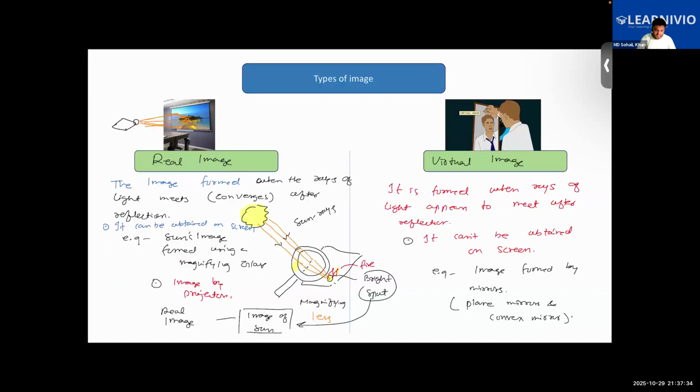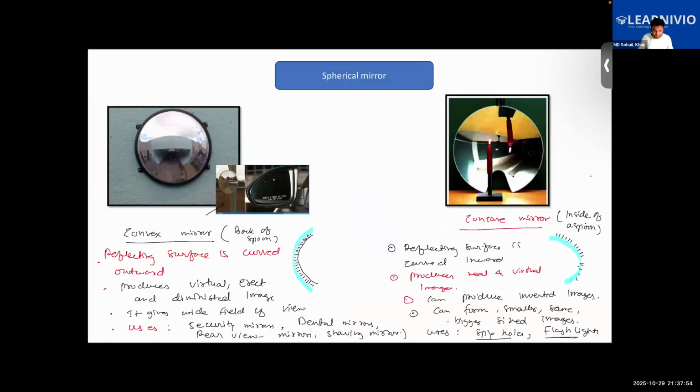So we learned that an image can be virtual, and then we learned that an image can be real also, meaning that when the rays of light after reflection, for example, when the rays of light coming from a projector fall on a screen, they actually come to meet at a point. That kind of image is called a real image. About the virtual image, we have discussed already.